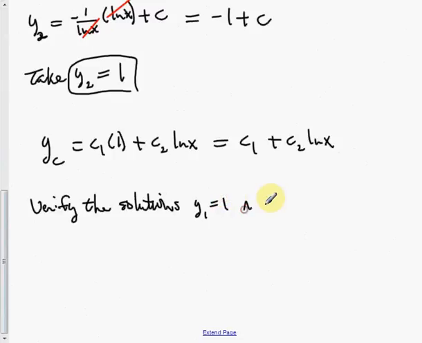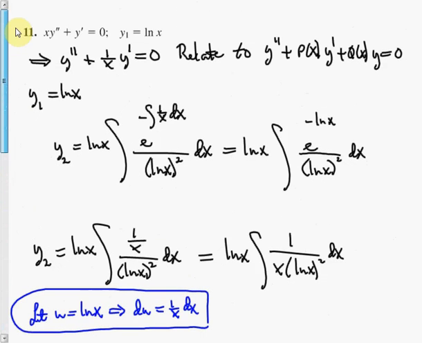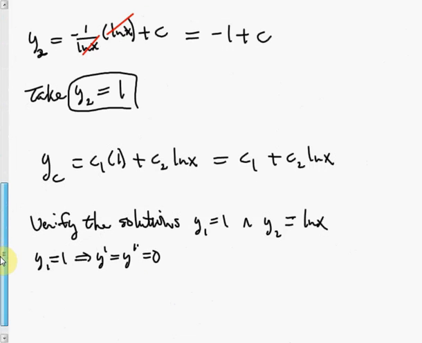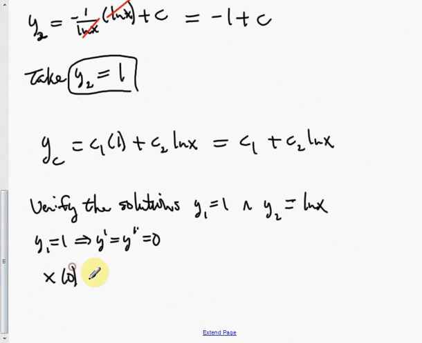y sub 1 is equal to 1. y sub 2 is equal to the natural log of x. y sub 1 equals 1. This implies that y prime equals y double prime equals 0. So you look at the problem, that's x times 0 plus y prime, which is 0. That's equal to 0.